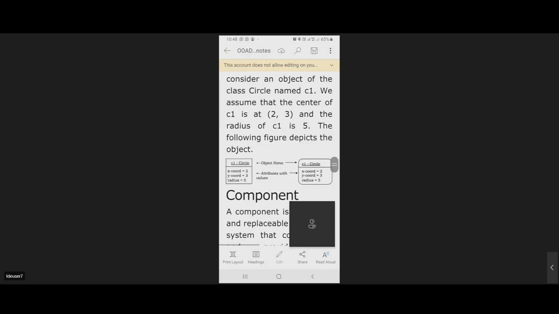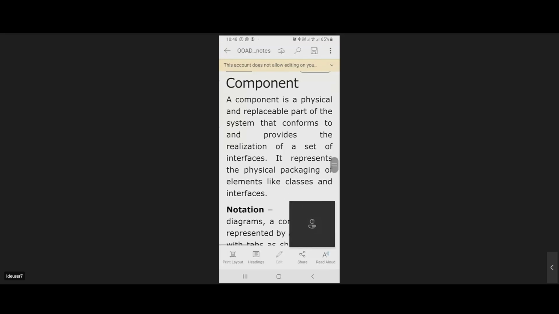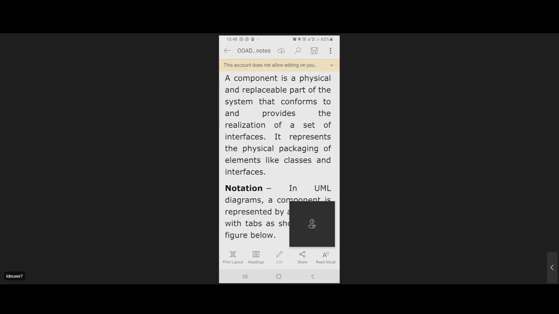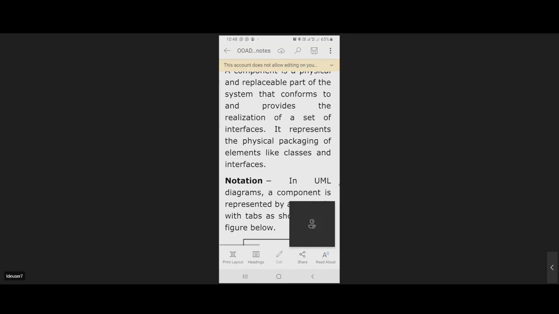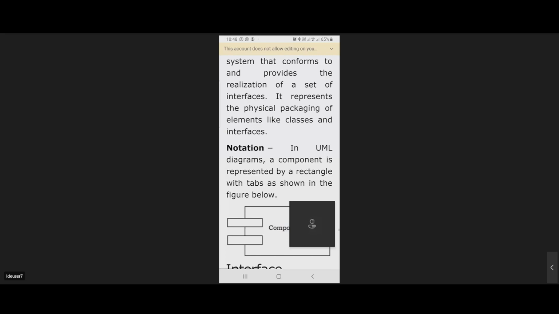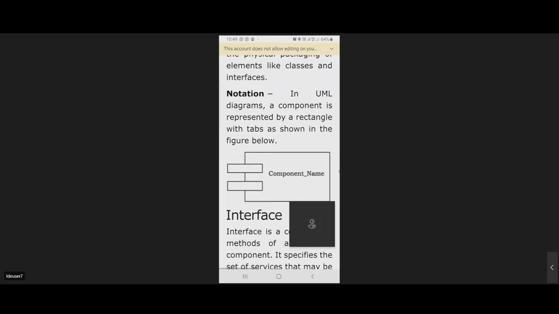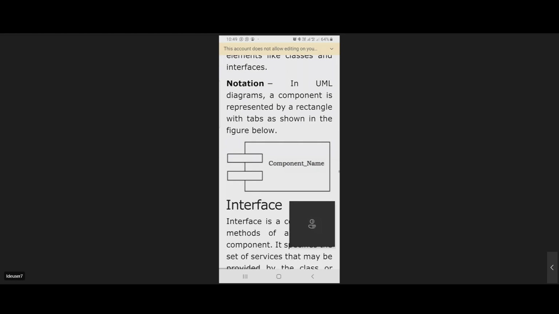So a component is a physical and replaceable part of the system that conforms to and provides the realization of a set of interfaces. It represents the physical packaging of elements like classes and interfaces. In the UML diagram, the component is represented by a rectangle with tabs as shown in the figure. So the component is defined here: the rectangle part with interconnected tabs.